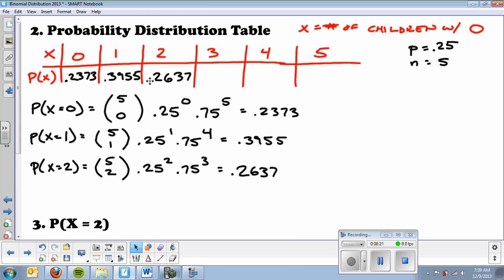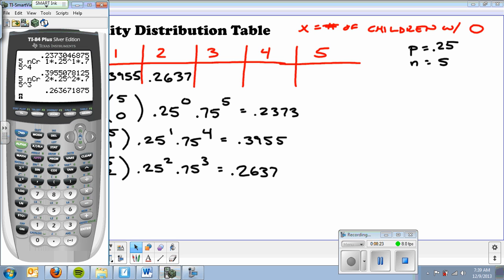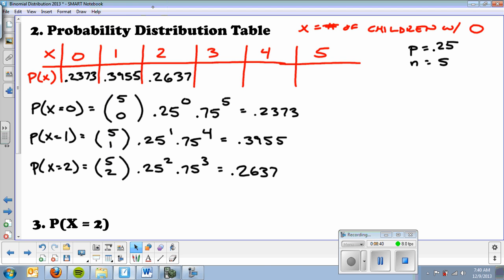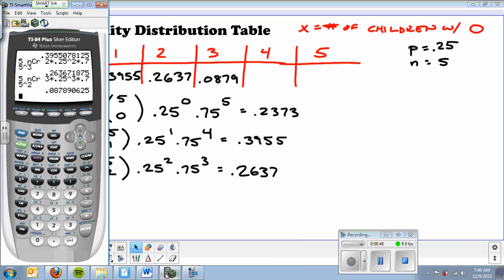Okay, and the last ones I'm just going to type right in the calculator. So by now you should have a little bit of idea what's going on. So 3 out of 5, 0.25 to the third. If 3 have type O, that means 2 do not. Hit enter, 0.0879. Okay, 4 out of the 5.